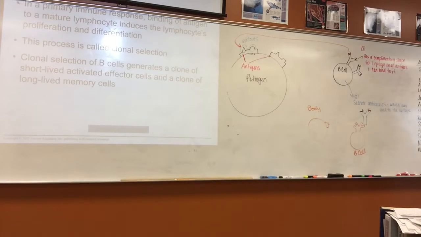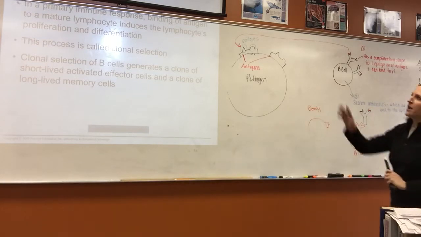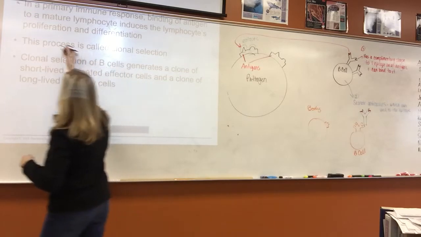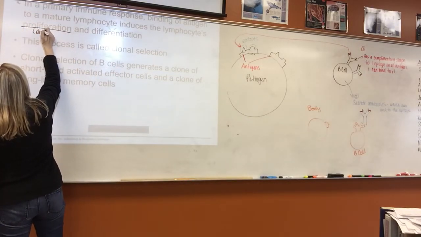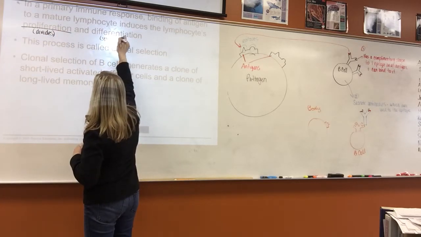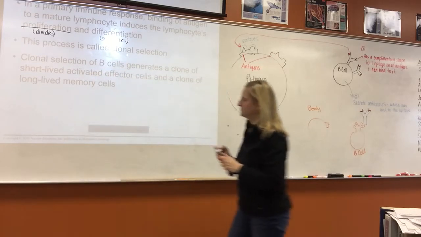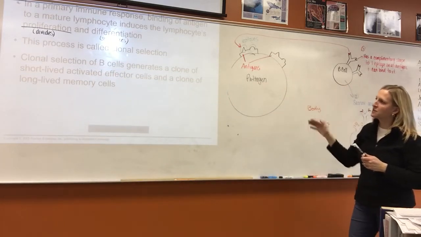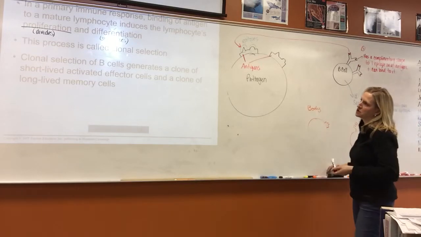We talk about that first bullet, in a primary immune response. Primary means first. So this means that this is the first time your body has ever come into contact with a particular kind of bacteria. So the bacteria gets into you for the very first time in your life. That's what that means. And so it says binding of antigen to the mature lymphocyte, the B cell, induces the lymphocyte's proliferation and differentiation. Proliferation means it divides. And differentiation means it specializes. It's called clonal selection.